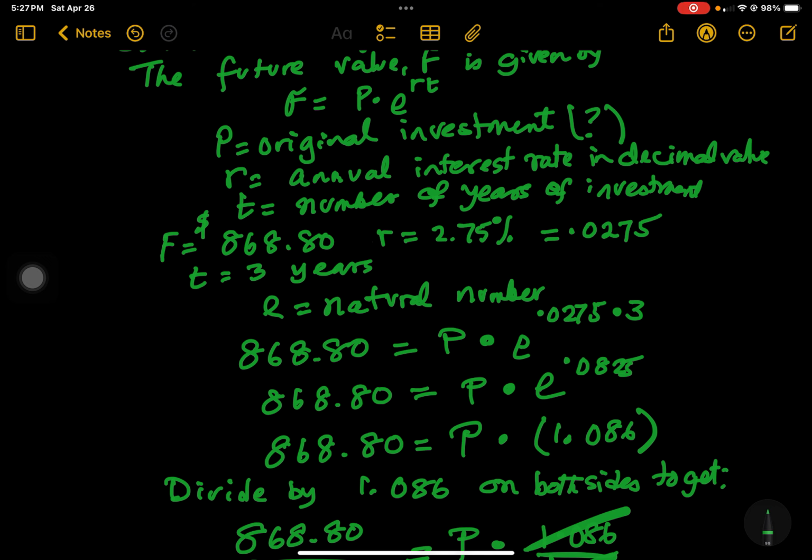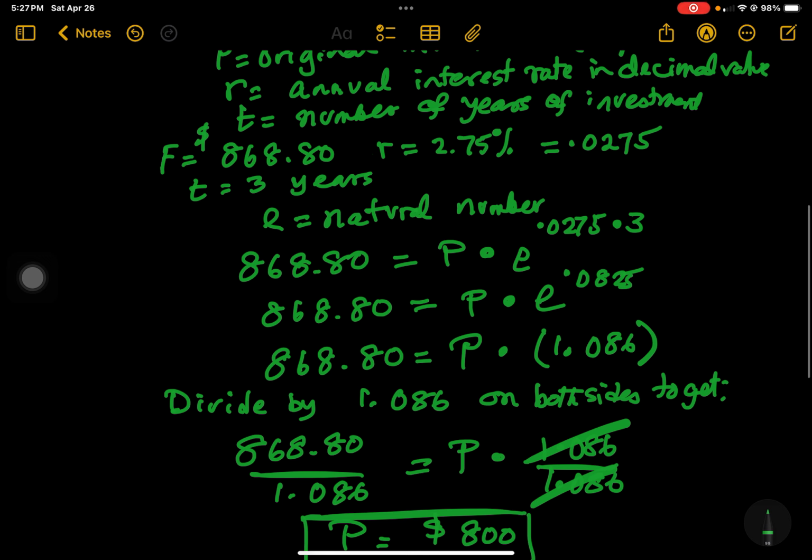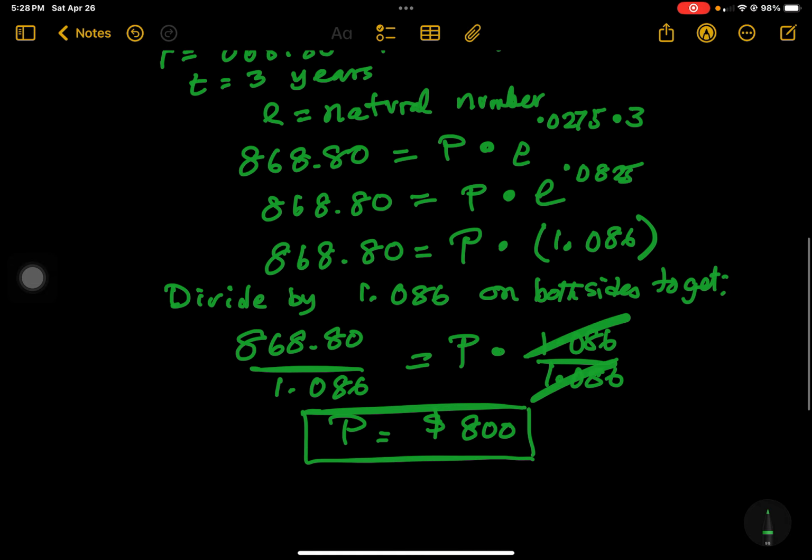So we substitute all the values given to us. F is 868.80, P is unknown, multiplied by e, rate of interest is 0.0275, multiplied by T, and T is 3 years of investment. And we find 868.80 equal to P times e raised to the power of 0.0825, which I find in the calculator is 1.086. I divide by 1.086 on both sides. Finally, I solve for P equal to 800.